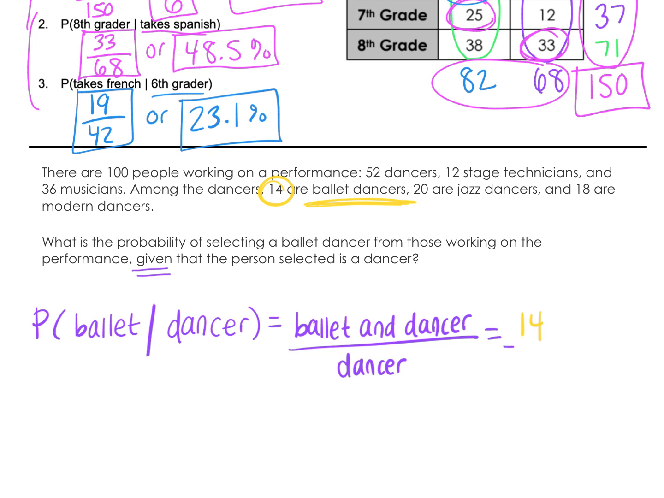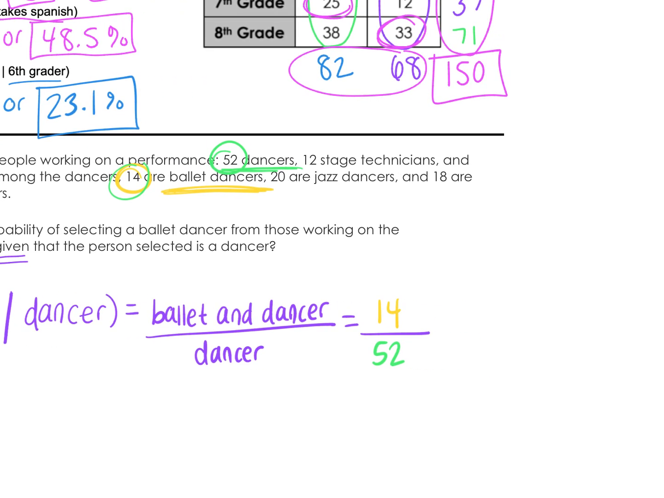And then the probability of a dancer in general. What we want to do for this is add all these dancers together. We have 14, or, oh sorry, it already tells you up here there's 52, so we don't have to add them. So there's 52 total dancers. So this 52 is going to go on the bottom. So 14 out of 52 simplifies to 7 out of 26. Or if you want to change it to a percent, it's about 26.9%.